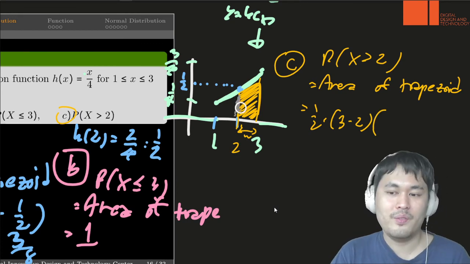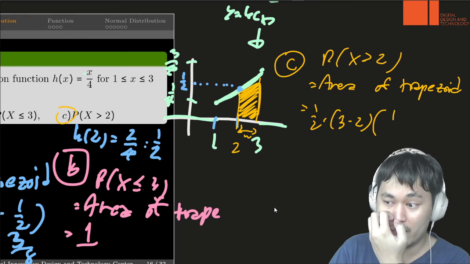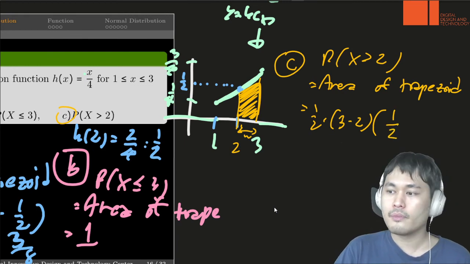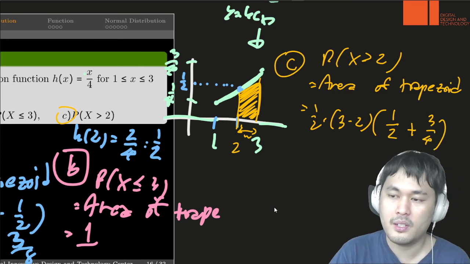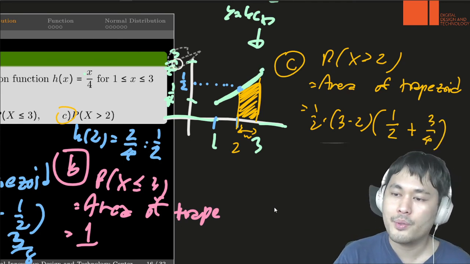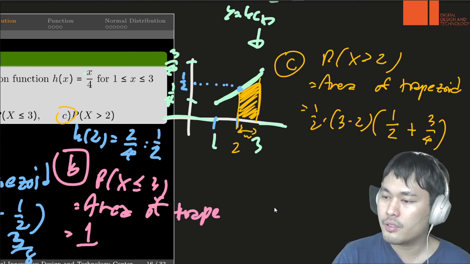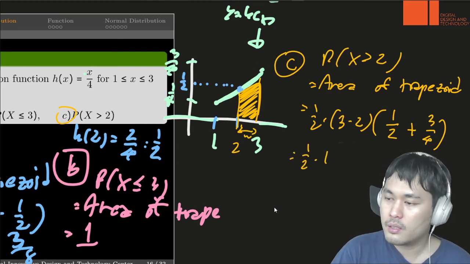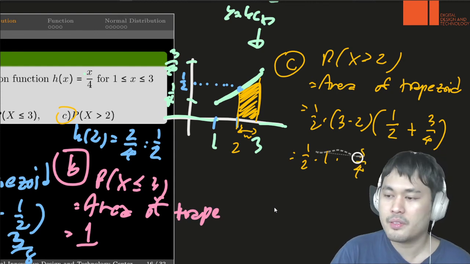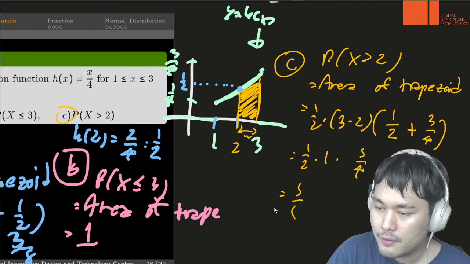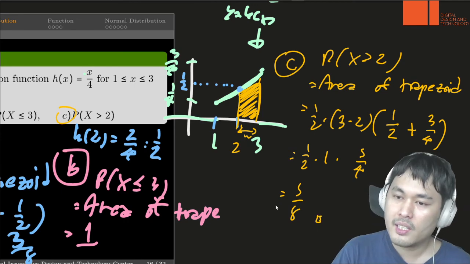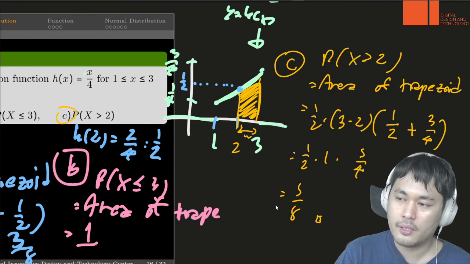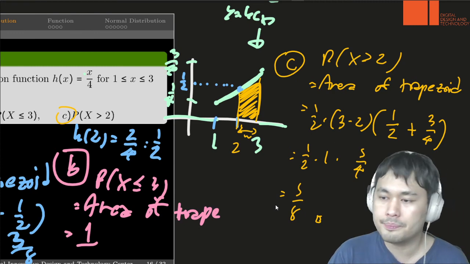This height we just computed, we didn't have to do it again. We just computed this 1/2. And the right side is 3/4, because we computed previously that its point is 3/4, and we just do the math. That should give you 5/4. 1/2 times 1 times 5/4 is 5/8, and that's the answer. The probability that x is at least 2, x is greater than 2, is 5/8.